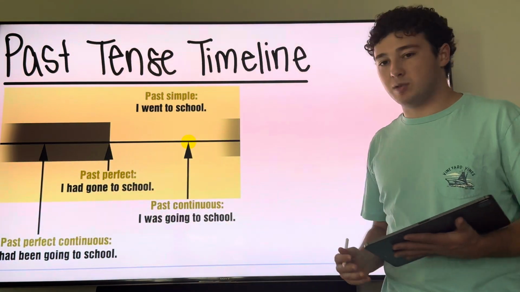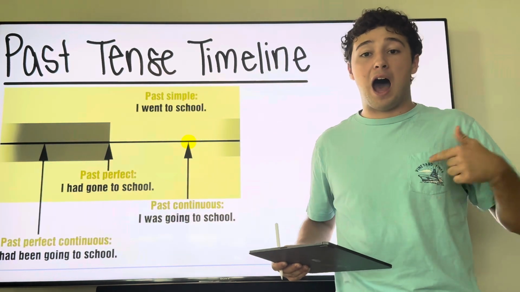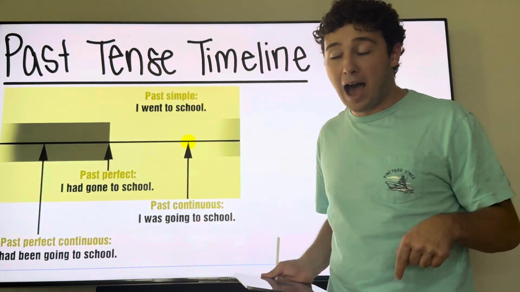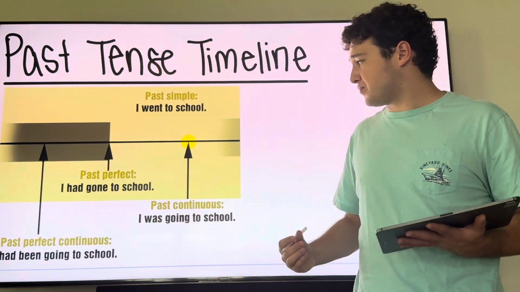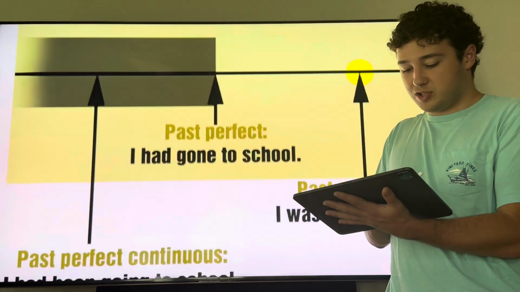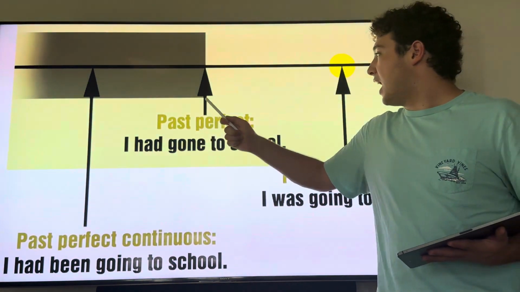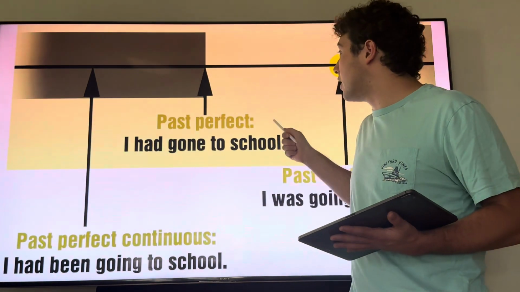Past continuous, as we talk, is at that specific point. Right now, I am going to school. That is a specific speaking in the moment. Now, these other two, the ones we looked at today, past perfect. I had gone to school.